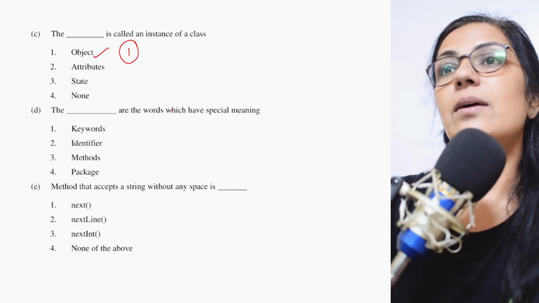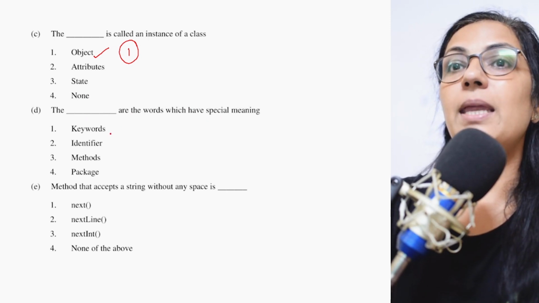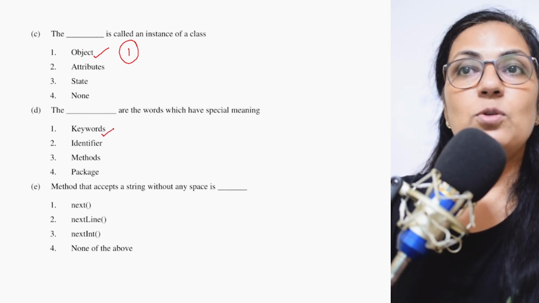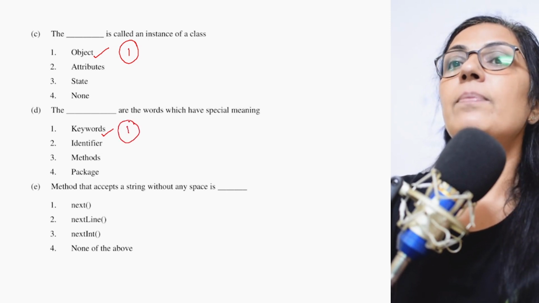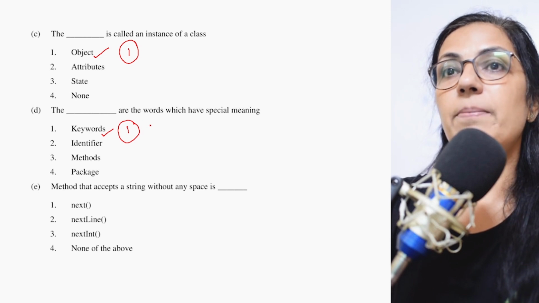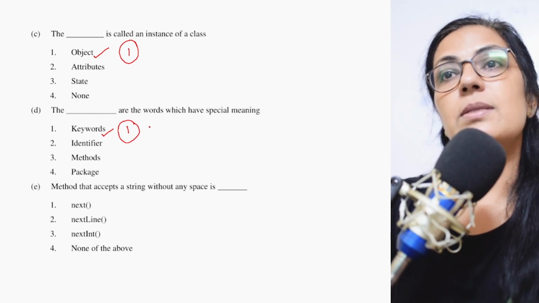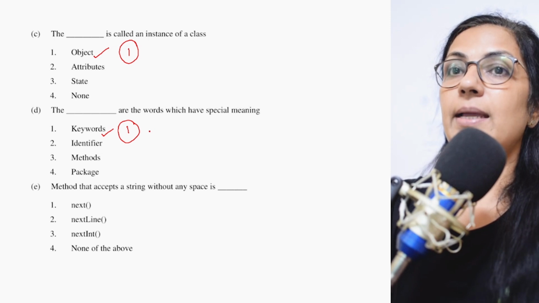The dash are the words which have special meaning. Here we come to the answer, keywords. Yes children, keywords are the words which have special meaning. Keywords you cannot use as variable names, as identifiers.